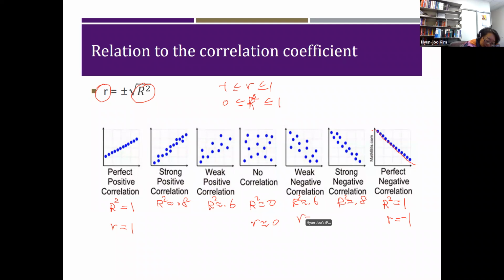For this one, if you take the square root of 0.6, you're going to have about 0.7745, so 0.775, and this one will be negative since it's a negative relationship. If you take the square root of 0.8, it will be 0.89, so negative 0.89 here. And this one is positive 0.89, and this one positive 0.775.